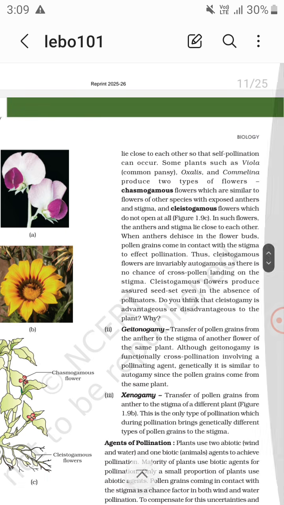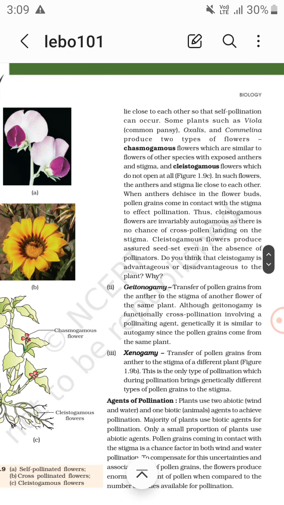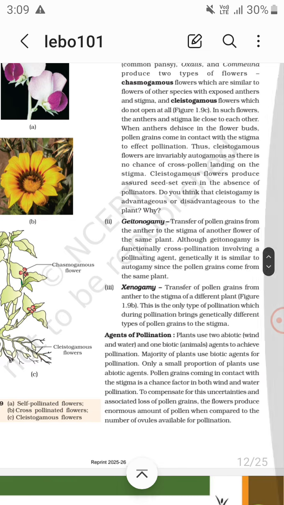Now deuterogamy: transfer of pollen grains from the anther to the stigma of another flower of the same plant. The plant is the same but the flowers are different, so it is within the same plant. Although deuterogamy is functionally cross-pollination, it is not self-pollination since it involves a pollinating agent, though genetically it is similar to autogamy since the pollen grains come from the same plant.